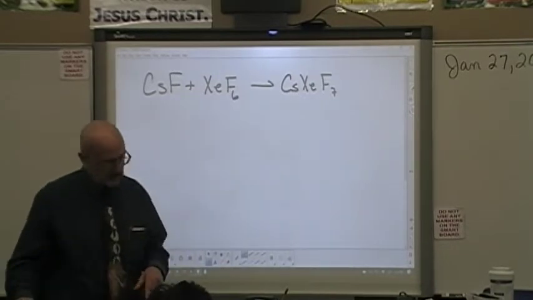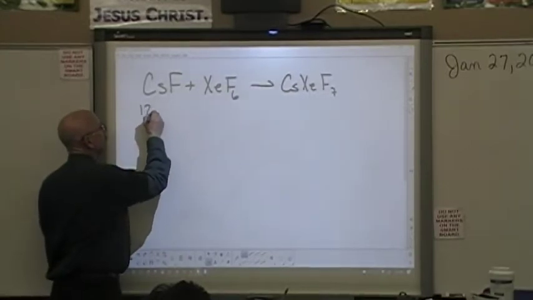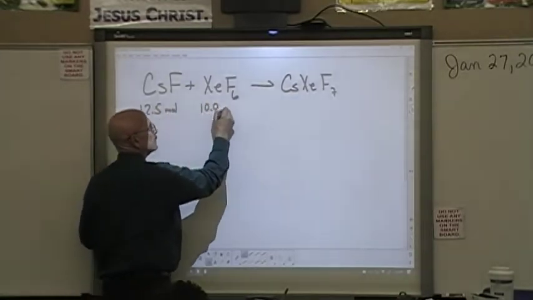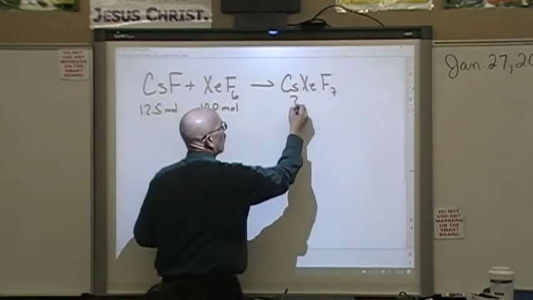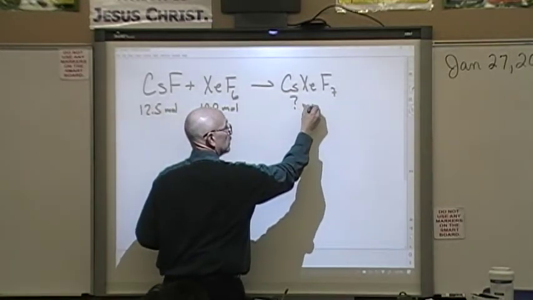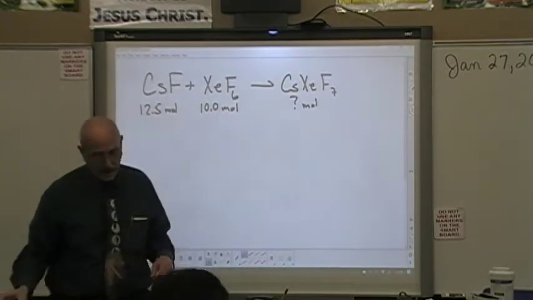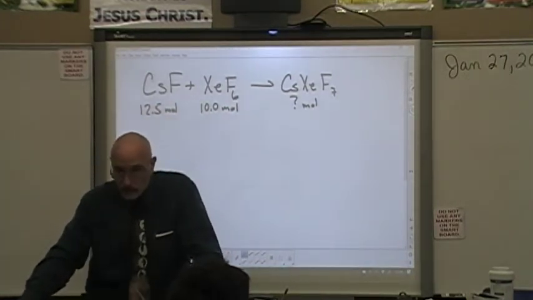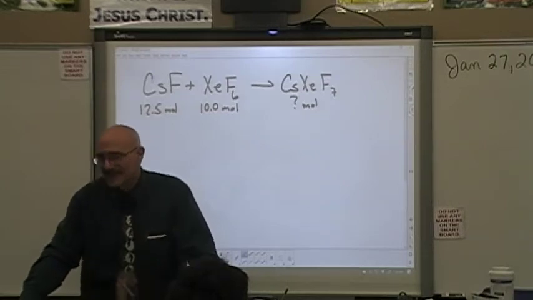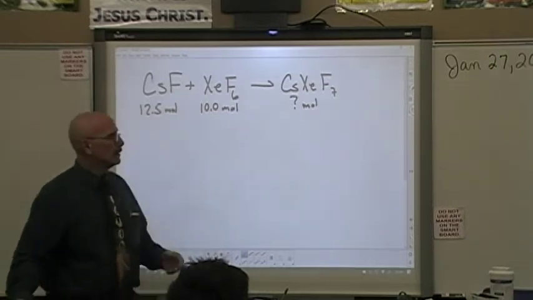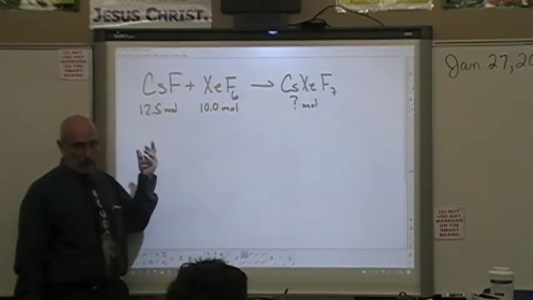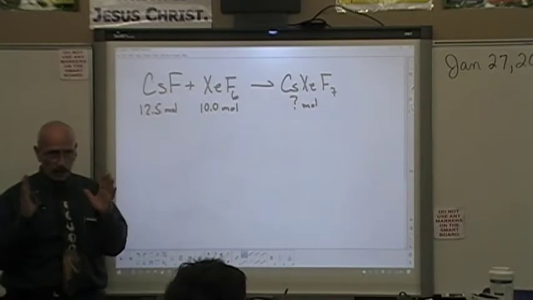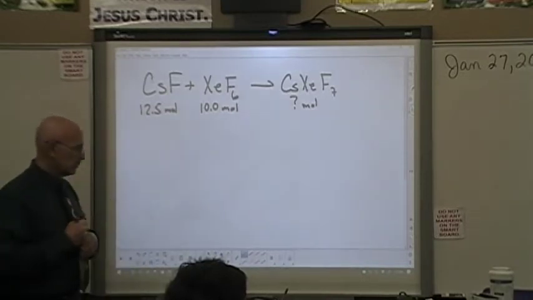If I have 12.5 of this, and 10 moles of this, how many moles? It doesn't say grams, so it says how many moles. That makes it nice and easy, nice and short, because once we figure out which one's the limiting reactant, now it's a one-step process, right? On our flow chart, it would be step 2 to step 3.